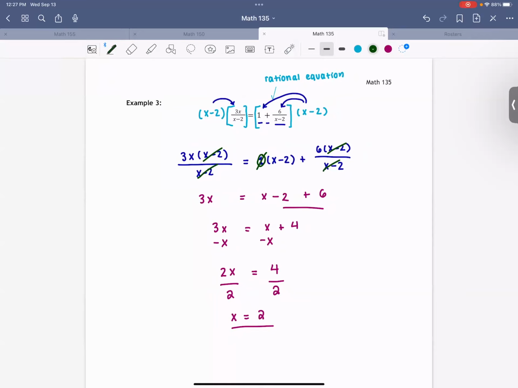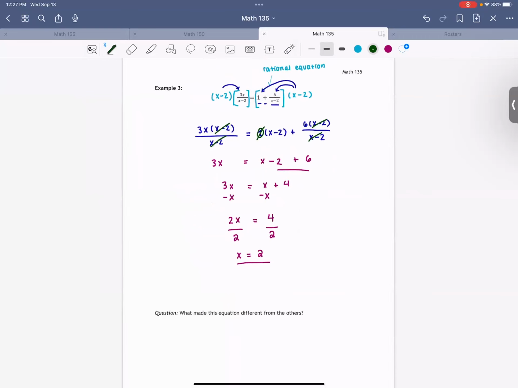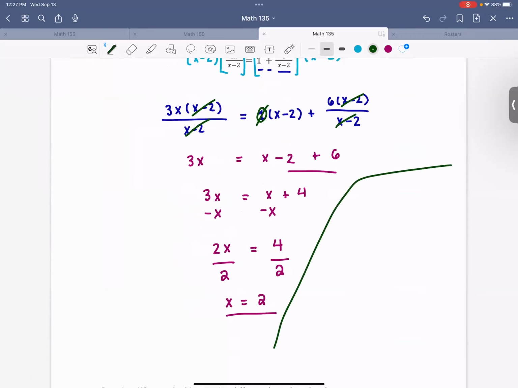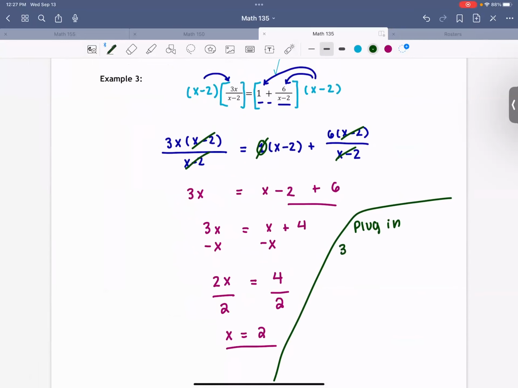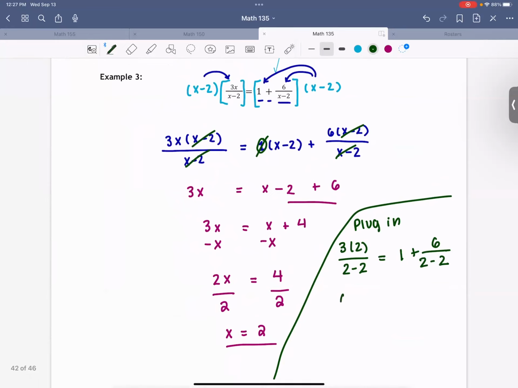Right. So for those of you who don't see it yet, how do we know how to check to see if our answer is right? Plug it in. Okay, so let's go ahead and plug in our answer. We got 3 times 2 over 2 minus 2 equals 1 plus 6 over 2 minus 2. 3 times 2 is 6, 2 minus 2 is 0, 1 plus 6 over 0. Can I divide by 0? No, right? And if you ever get confused, try doing 6 over 0 in your calculator. It will not like you. It will give you an error.